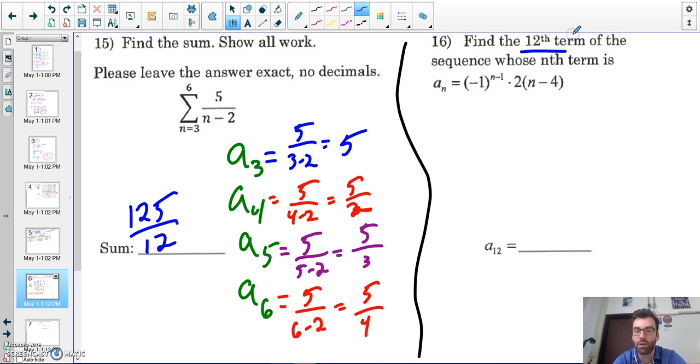Find the 12th term of the sequence whose nth term. Okay, so here's our general form of our sequence. And we want to find the 12th term. So I want to find a sub 12. That means I'm going to plug in 12 wherever I see n.